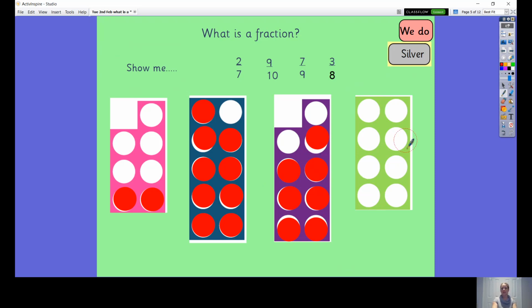So for this one, for example, there's 8 equal pieces and I've got to shade 3 of them. I could just shade 1, 2, 3. It could be literally any 3 like that. I just generally put them together so that it's a bit easier to see.